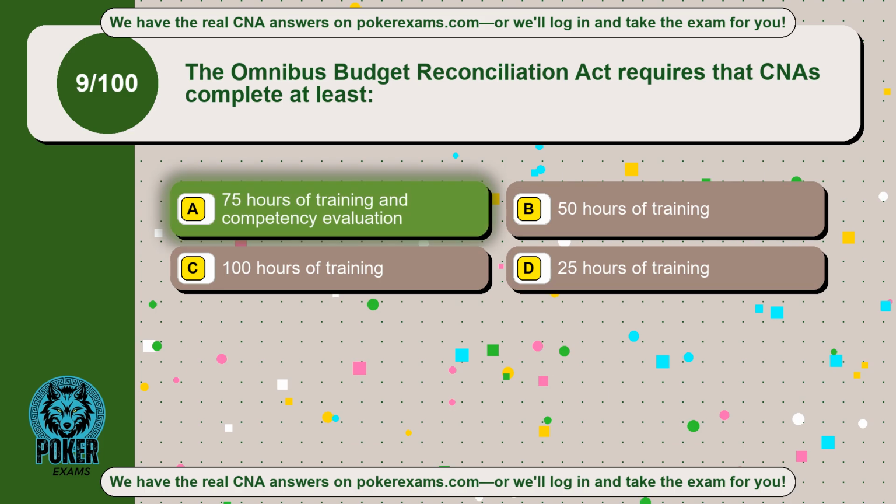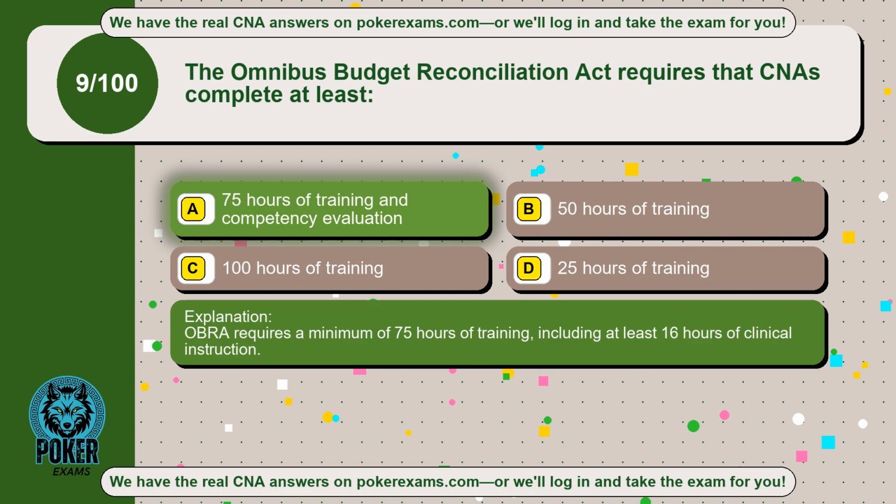The correct answer is option A, 75 hours of training and competency evaluation. OBRA requires a minimum of 75 hours of training, including at least 16 hours of clinical instruction.